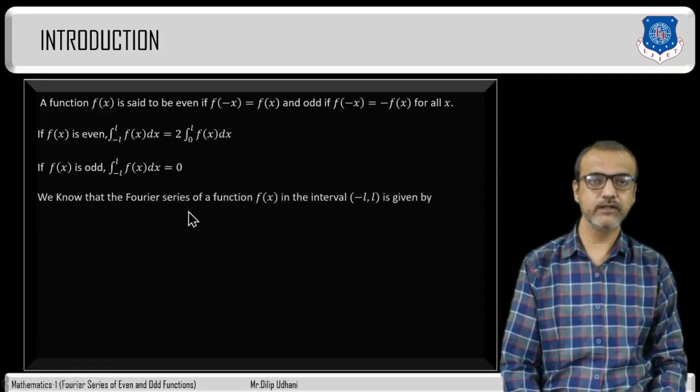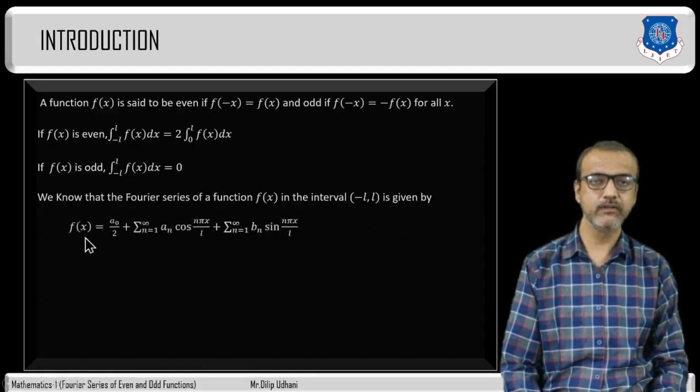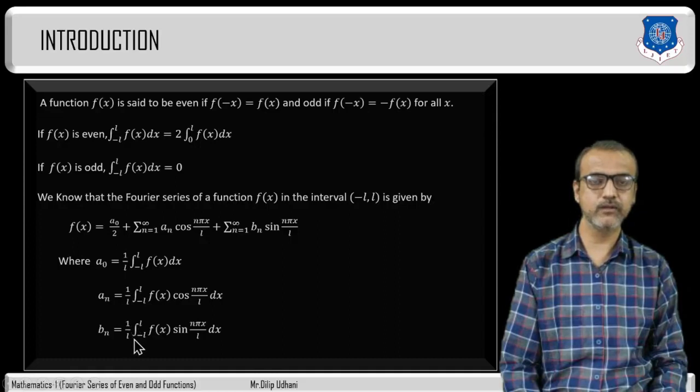We know that the Fourier series of function f(x) in the interval -L to L is given by f(x) = a0/2 + sigma n from 1 to infinity of an cos(n pi x/L) + sigma n from 1 to infinity of bn sin(n pi x/L), where a0 = 1/L integration from -L to L of f(x) dx, an = 1/L integration from -L to L of f(x) cos(n pi x/L) dx, and bn = 1/L integration from -L to L of f(x) sin(n pi x/L) dx.